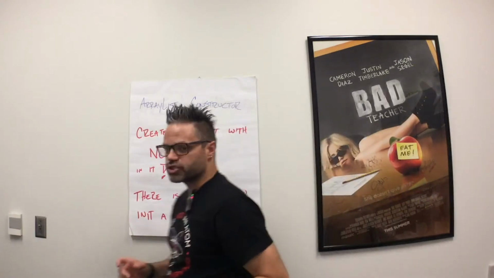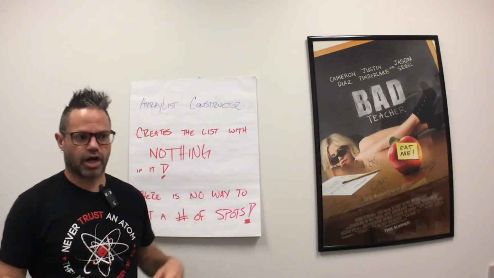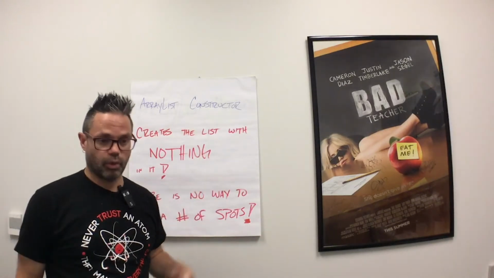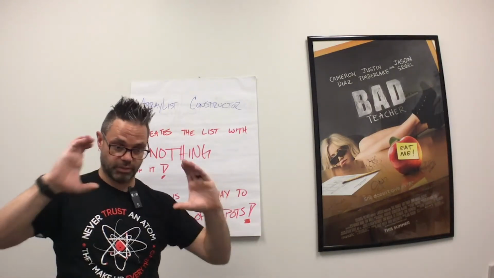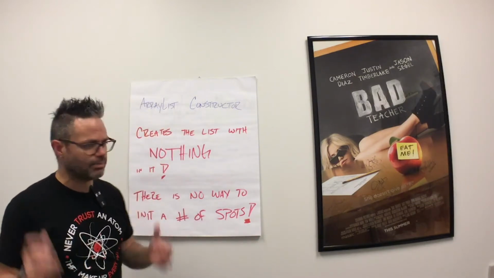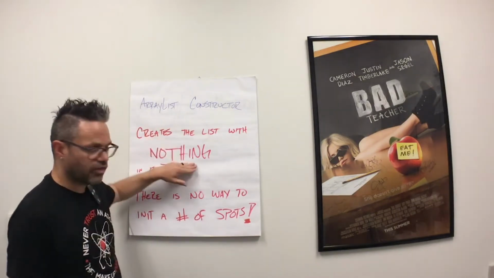When we use the ArrayList constructor, we build our object. Our ArrayList is constructed. So ArrayList of type String words equals new ArrayList of type String parens. That creates our ArrayList. It builds the ArrayList right there. But what's inside it? Nothing. It's empty. So when you create your ArrayList, nothing is inside it.